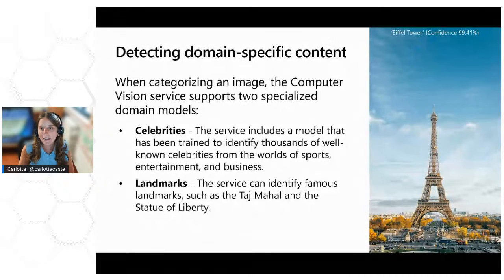And the second domain is landmarks. So the service can identify famous landmarks such as the Taj Mahal, the Statue of Liberty, or as in our example in the deck, the Eiffel Tower. So the response of the service for this image would be Eiffel Tower with a confidence score of 99.41%, which is amazing, I think.